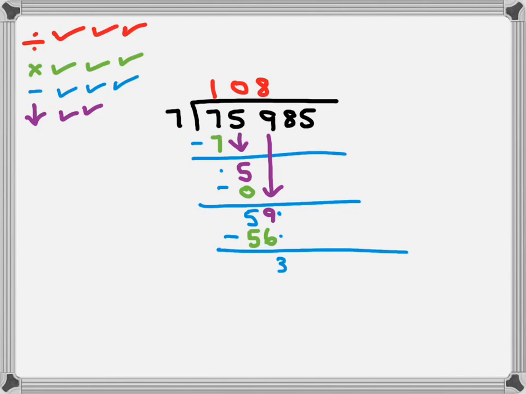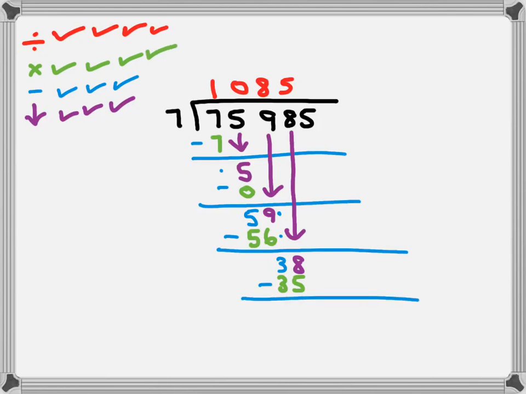Now our bring down step. Bring down the 8. Okay, back to divide. 7 into 38. Your 7 times table is probably 5 times. Okay. Timesing 5 times 7 is 35. Minusing 38 minus 35, 8 minus 5 is 3, and 3 minus 3 is nothing.